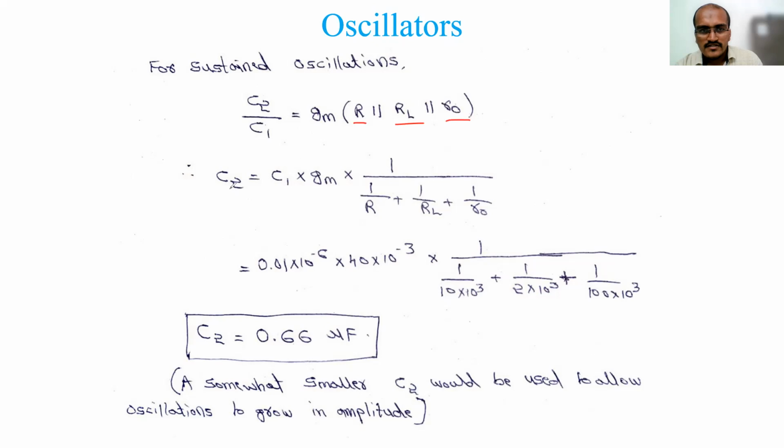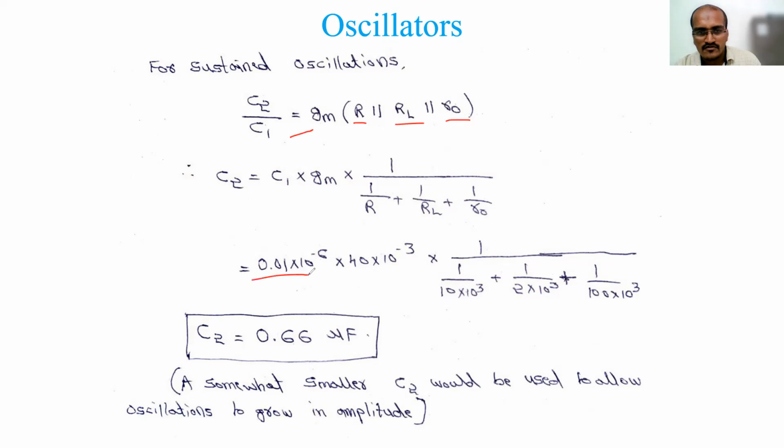Okay, C2 is equal to C1, I will take in the numerator, C1 into GM into, so how do you find the equivalent parallel resistance? 1 by R equivalent is 1 by R plus 1 by RL plus 1 by R0. But 1 by R equivalent is that, so to get R equivalent, 1 divided by this we will take. So whole 1 divided by 1 by R plus 1 by RL plus 1 by R0. So substitute all the values.